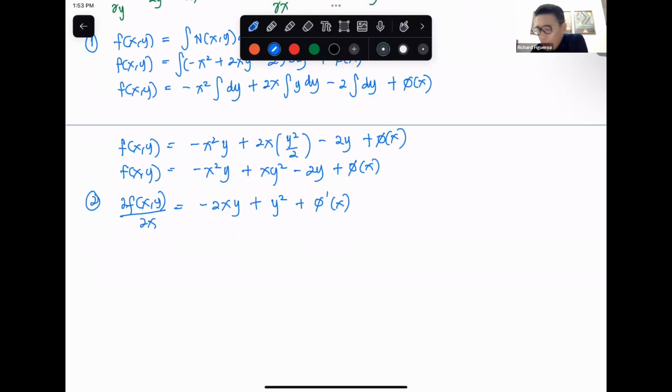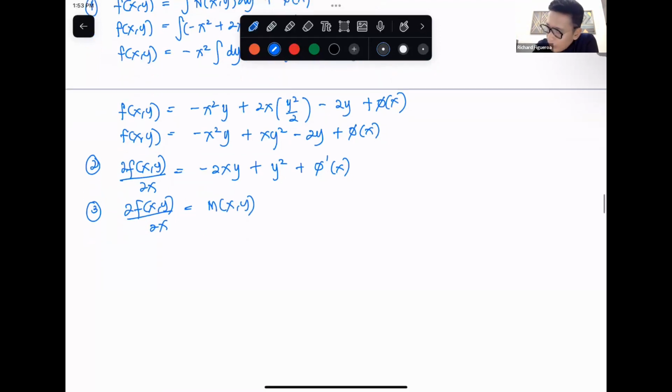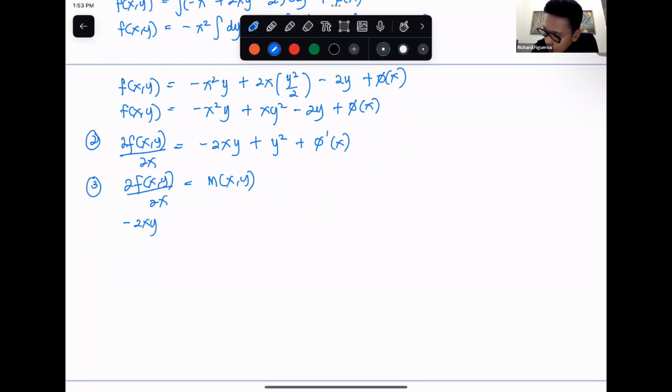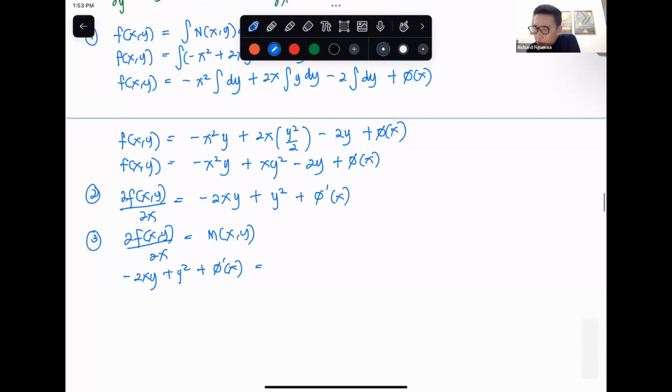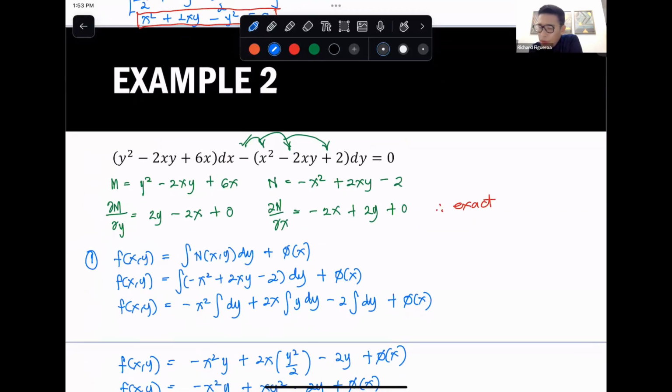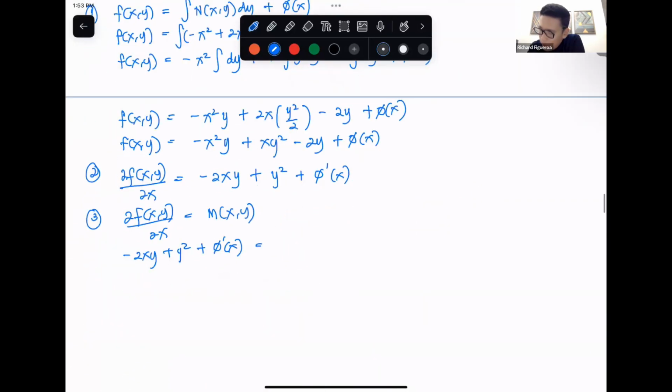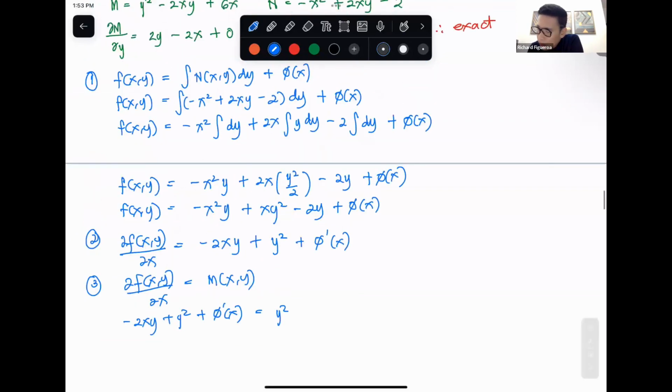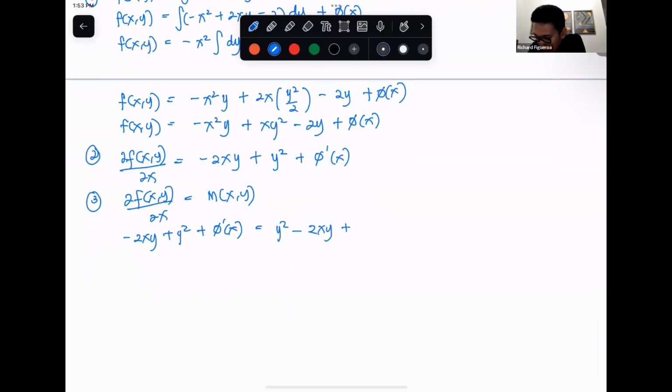So now that we have that, we equate. Where do we equate this? Since this is N, we equate it with the M function. So that will be negative 2xy plus y squared plus p prime of x, equal to, what was M earlier? Y squared minus 2xy plus 6x.